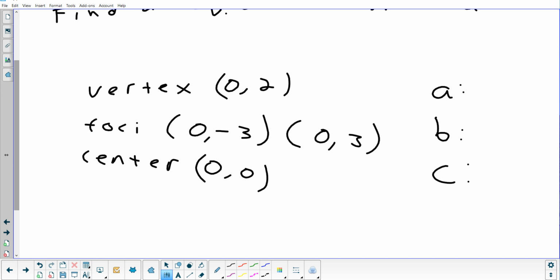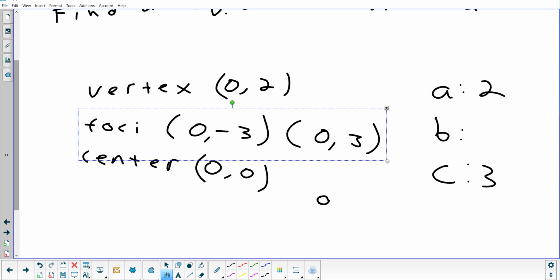Anyone think they could tell me A from what's up on the board? Yep. 2. Center to vertex. B, you're not going to be able to get with the information that's given. You're going to have to calculate it. But C you can get. What's C? Yep. 3. Center to focus. C squared equals A squared plus B squared. So that means B squared is 5.